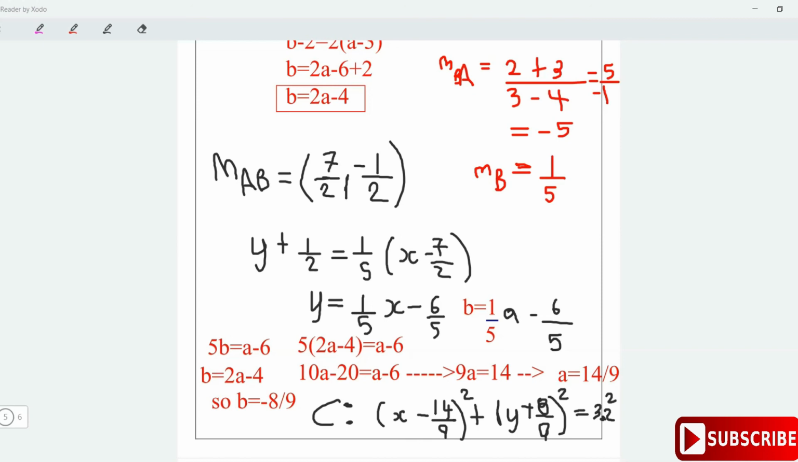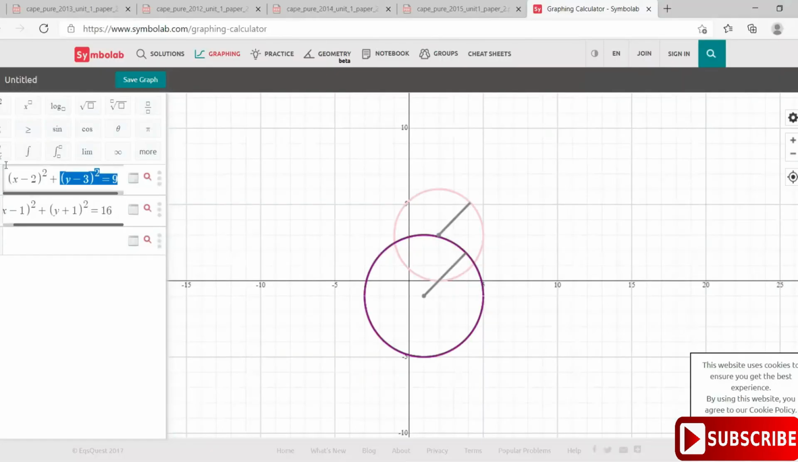Now, just to check it one last time, I'm going to go with Symbolab and look at this. Let Symbolab do it for me. So this is Symbolab. I'm going to let Symbolab look at this circle that I have.